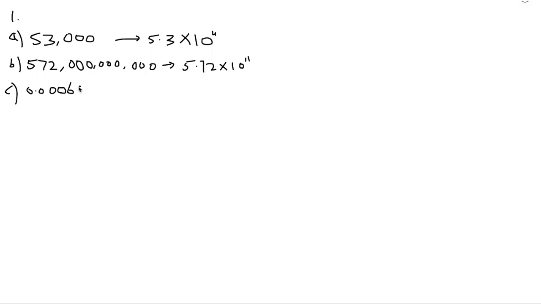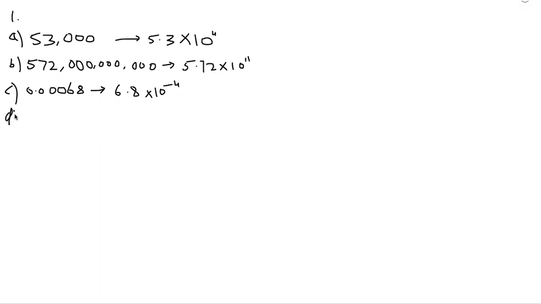And the next question is 0.00068. How am I going to solve this one? In order to move the decimal point closer, we need to raise 10 to the power negative 1. So 1, 2, 3, 4. So 6.8 times 10 to the power negative 4 is the right answer.